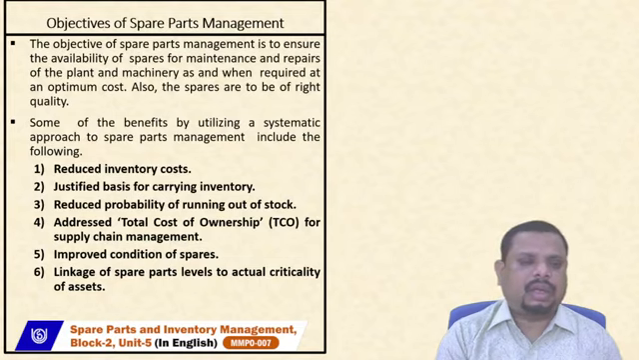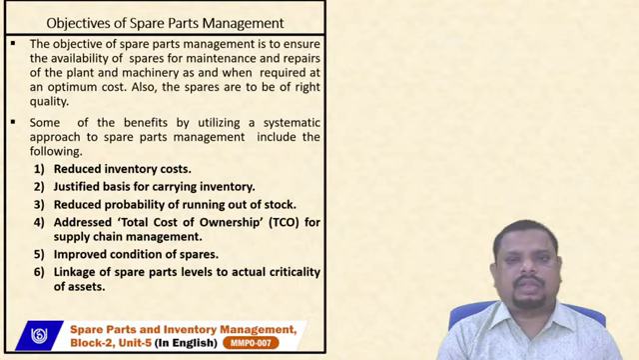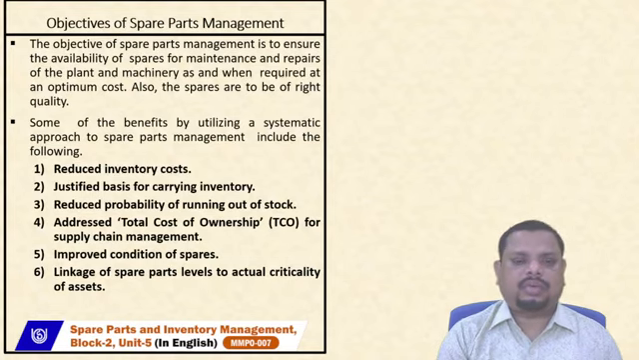So these are the different points of the systematic approach needed for spare parts management. I will just repeat: the first one is reduce inventory cost, then justify the basics for carrying cost. The next one, reduce the probability of running out of stock, then address the total cost of ownership for the supply chain management. The next one, improve the condition of spares, and linkage of spare parts level to the actual criticality of assets.